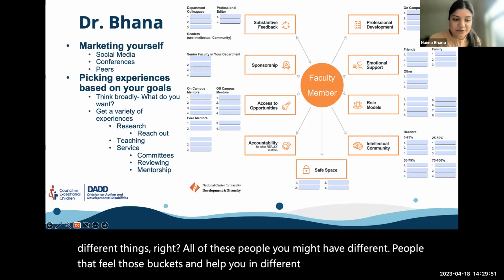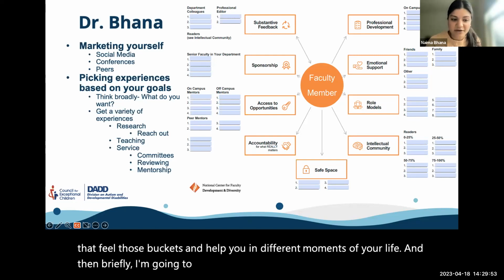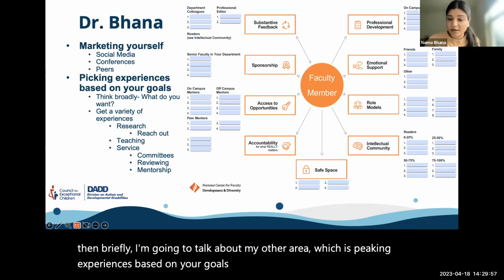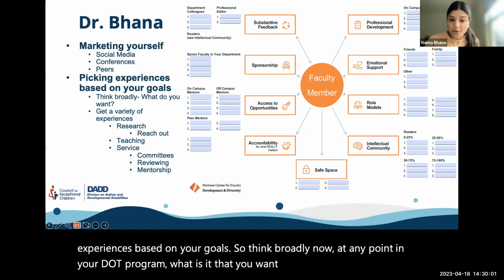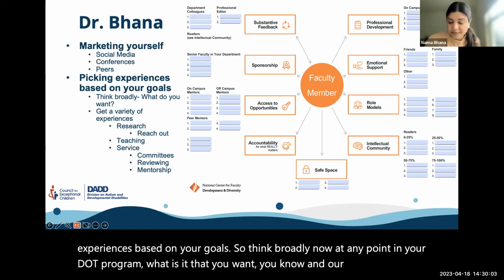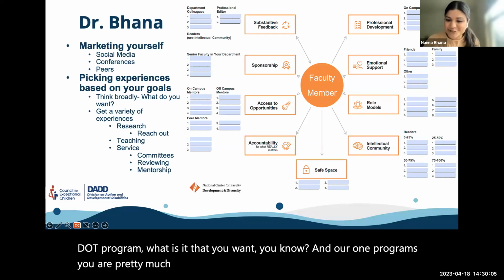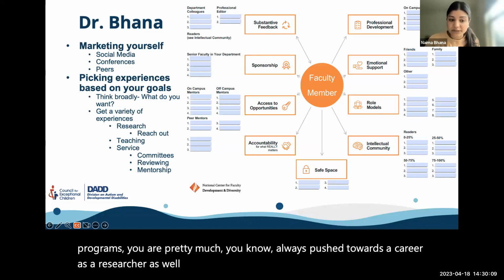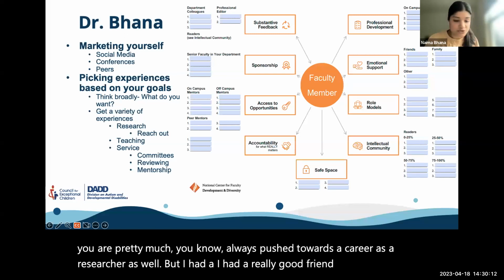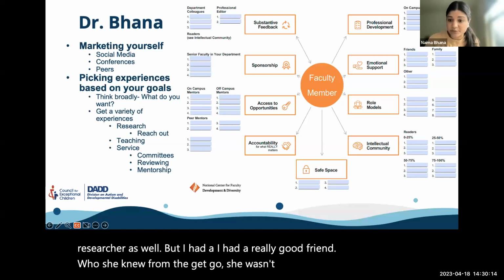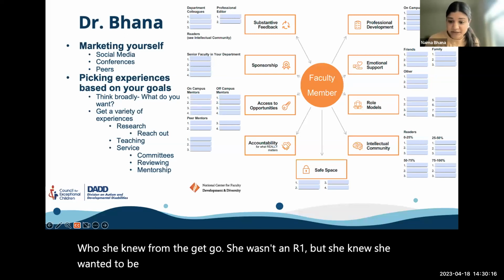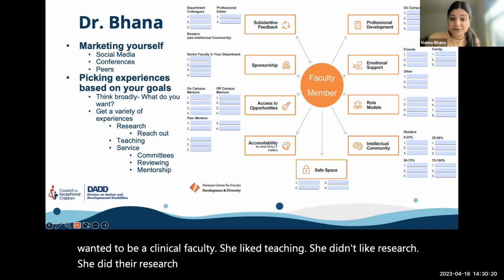And then briefly, I'm going to talk about my other area, which is seeking experiences based on your goals. So think broadly now, at any point in your doc program, what is it that you want? In R1 programs, you are pretty much always pushed towards a career as a researcher. But I have a really good friend who knew from the get-go she wanted to be a clinical faculty. She liked teaching, she didn't like research, she did the research to graduate, but she wanted to teach.